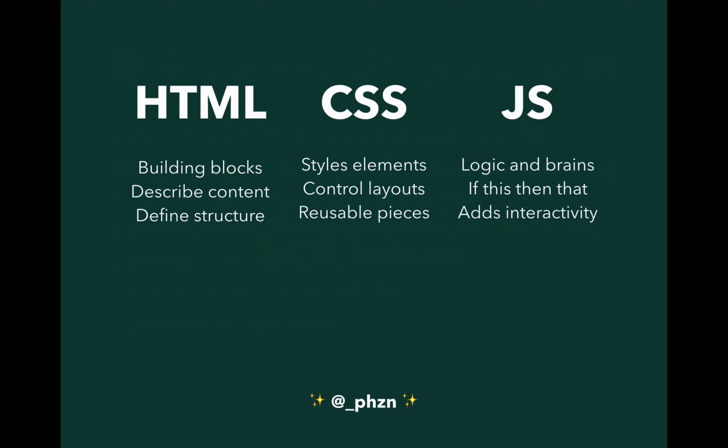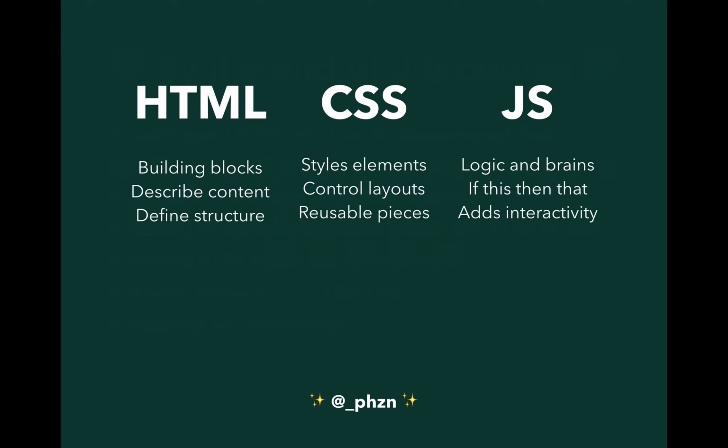So let's talk a bit about what is needed to build a website. Generally, when we talk about building websites, we talk about three parts. We talk about HTML, and this is the building blocks of our web page. We use that to describe content and define structure in our web page. The second part is CSS, and this allows us to style elements and control layouts on our page. And because it's separated from HTML, it allows us to create reusable pieces of styling that we can apply throughout our website. Finally, the third part is JavaScript, and this is like the logic and brains of our website.